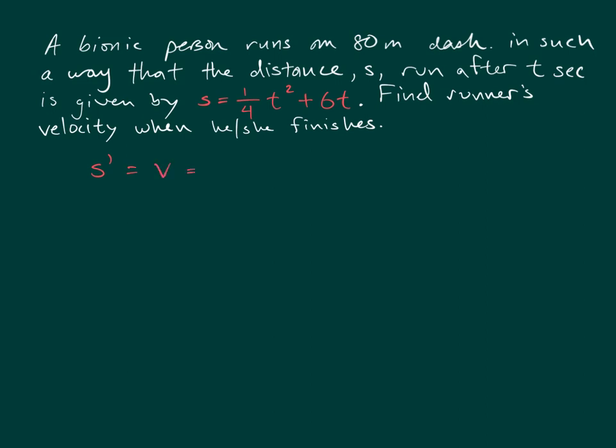So we can say by the power rule here, this is 1/2 t plus 6. Well, it doesn't tell us what time the runner finished, right? It just asks what is the velocity when he or she finishes. Okay, so we have to go back and do a little bit of work off to the side like this.